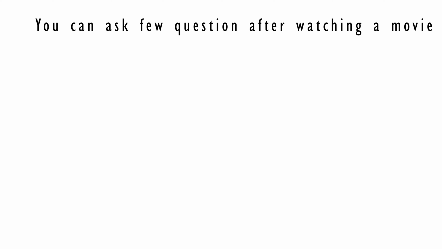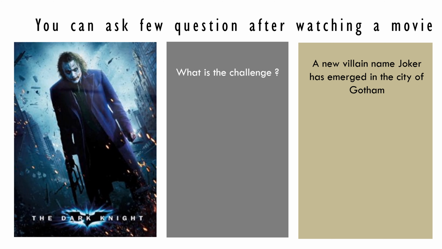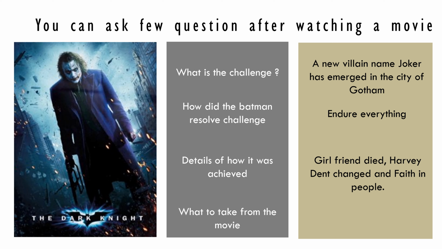You can ask a few questions after watching the movie. What is the challenge? A new villain named Joker has emerged in the city of Gotham. How did the Batman resolve the challenge? Endure everything. Details of how it was achieved. Girlfriend died. Harvey Dent changed and faith in people. What to take from the movie? Without a cape, you can be a superhero.